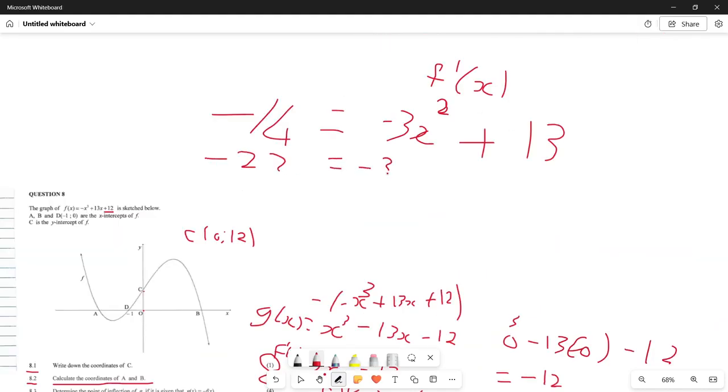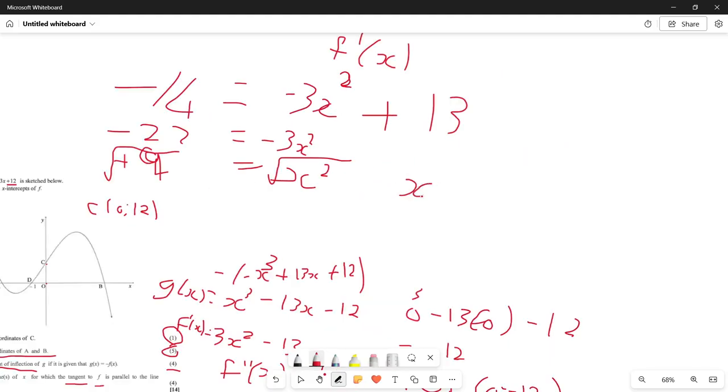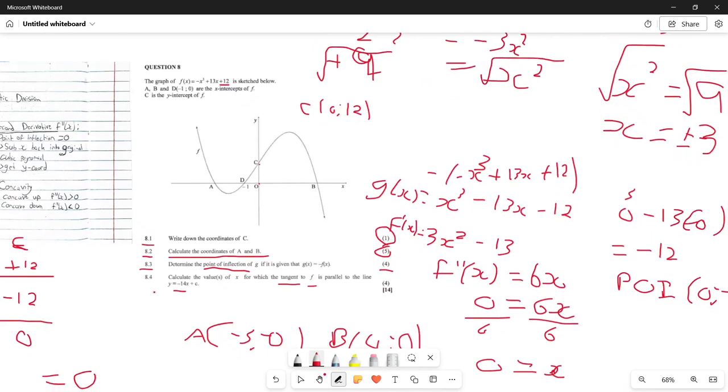-27 equals -3x squared. Divide by -3. We have an x squared over here equals the square root of 9. And therefore, x's value is plus or minus 3. And that is our final answer for 8.4.